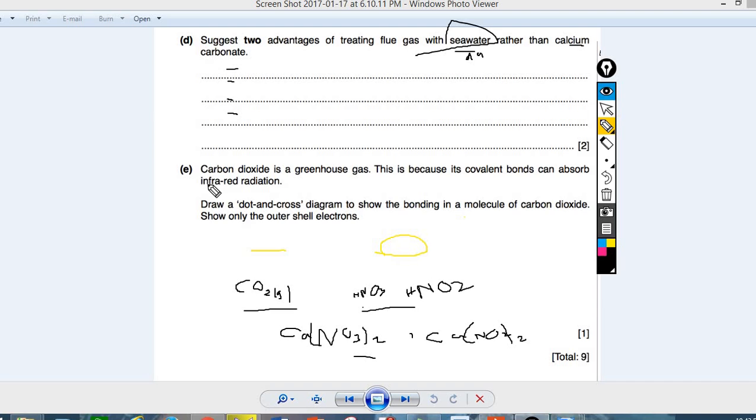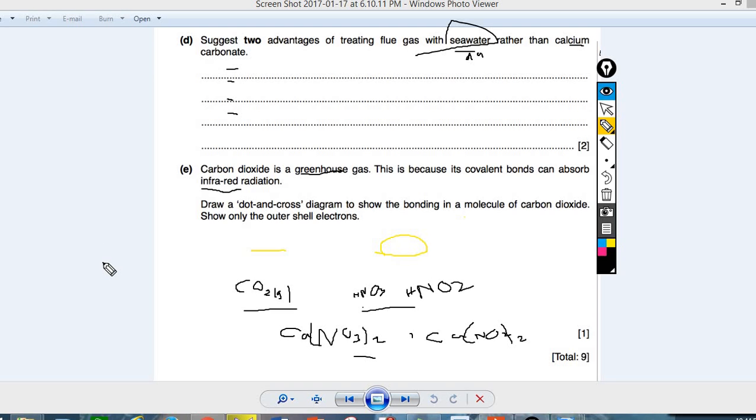Okay, the last one: carbon dioxide is a greenhouse gas, so more carbon dioxide in the air, more heat is trapped in the atmosphere. This is because its covalent bonds can absorb infrared radiation. Infrared means IR, which is responsible for the heat radiation. Draw dot cross diagrams to show the bonding of a molecule of carbon dioxide. Okay, so just dot cross, right?